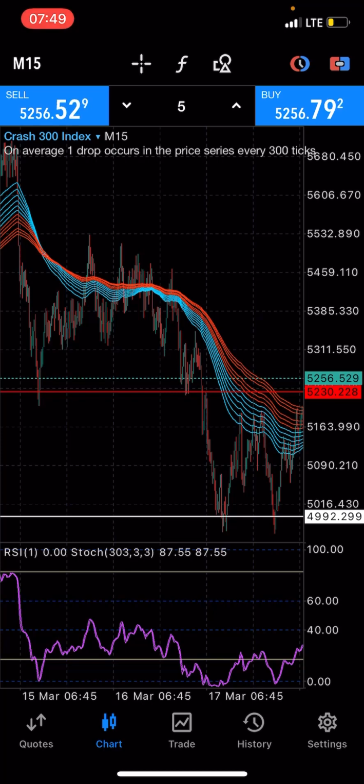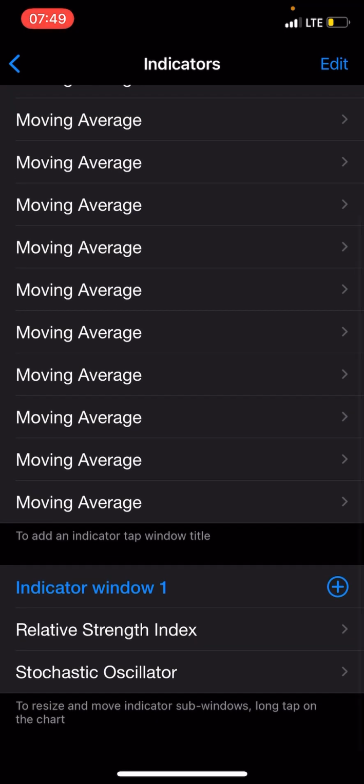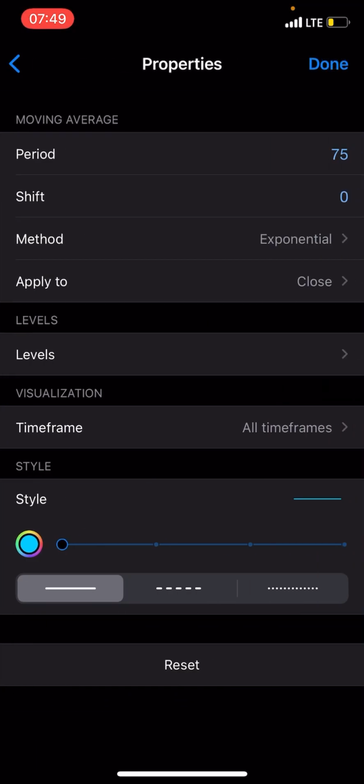Okay, so straight up to this indicator settings, we have the moving averages, and on the second indicator window, we have the relative strength index and the stochastic oscillator. I'm gonna be sharing the settings with you guys, so follow up on this. Please just screenshot the moving average since it's a lot already. Be sure to look out for the colors I'm using.